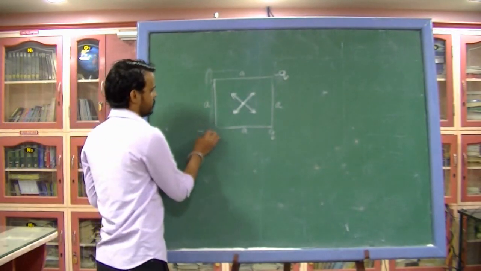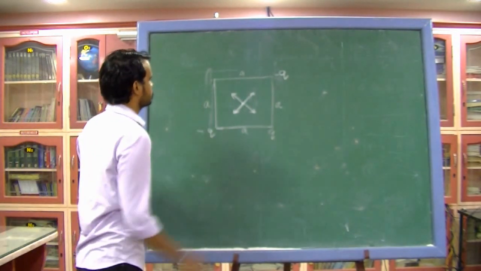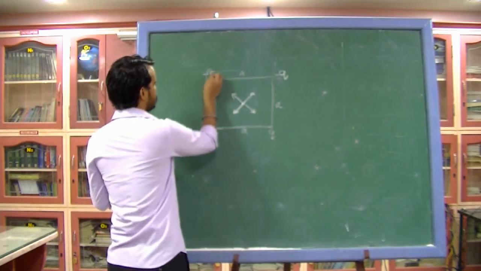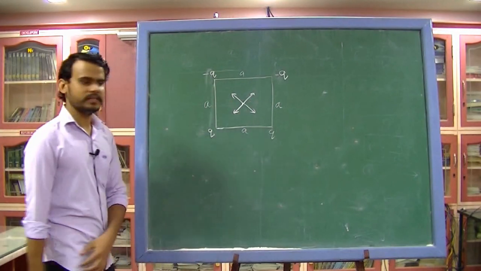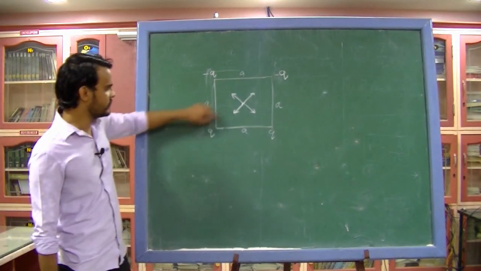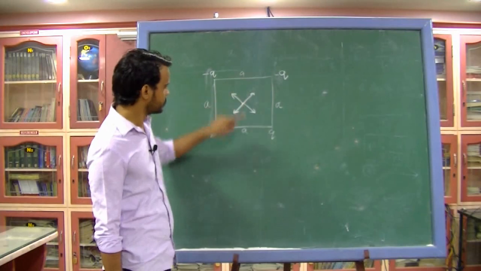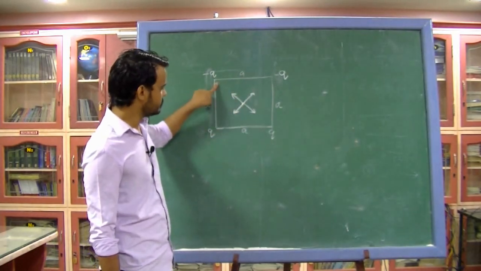And the third problem was you have minus q charge. Sorry, here you have q charge, here you have minus q charge. Again, the electric field intensity will be only in these directions also. So, due to this q charge, electric field intensity will be in this direction. Due to this q charge, electric field intensity will be in this direction.